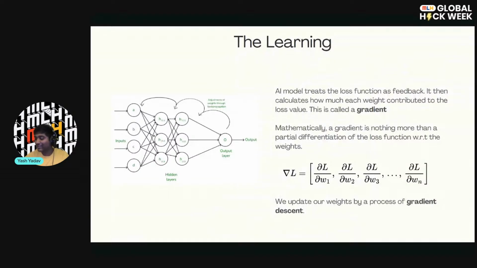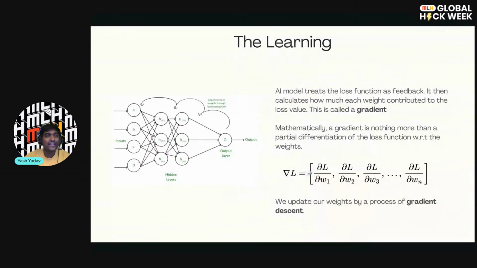For now, just think of partial differentiation as something that allows us to know how much a particular variable contributed to the result. If I have a big function f of x, y, and z, and I got a value, then I can partially differentiate it with respect to x to get a value that would tell me how much x contributed to this final value of f. So that's essentially what partial differentiation is doing.